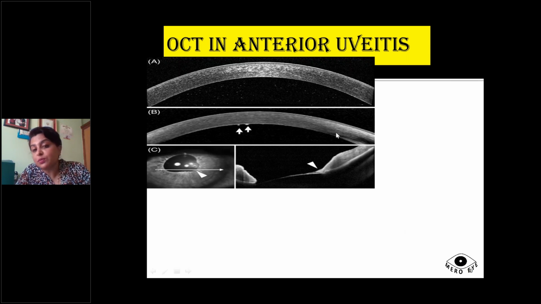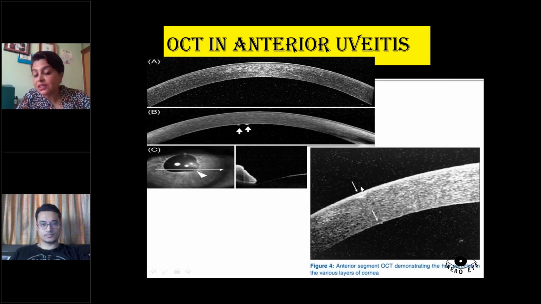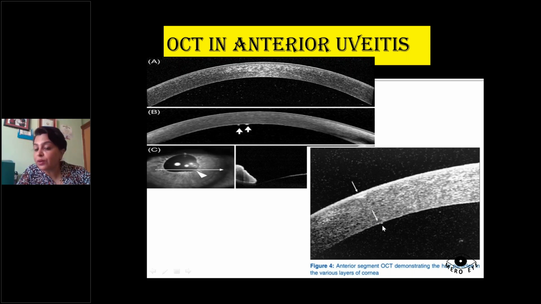Earlier, it was based on the findings of the slit lamp, but now we can demonstrate these keratic precipitates on the endothelium using the anterior segment OCT. Even the cells and the keratic precipitates can be demonstrated. This is the anterior segment finding in one of our patients of Shapu. Here we could demonstrate the fine hairs of the moth that was present in a case of Shapu.